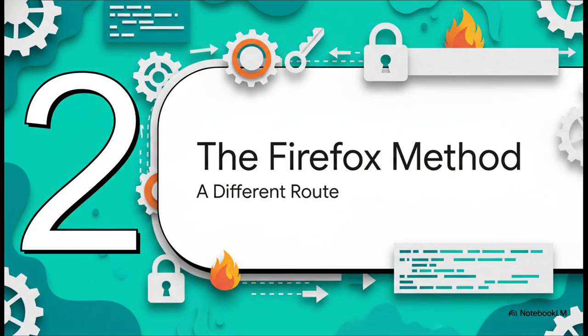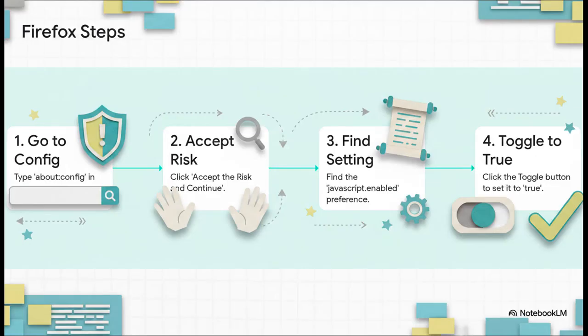Okay, so while the Chrome family takes the main road, Firefox likes to take the scenic route. It takes you to a more under-the-hood kind of settings panel, but don't let it intimidate you. The process is just as straightforward once you know the secret command to get there. So instead of clicking through a bunch of menus, you're going to type a command right into the address bar, where you'd normally type a website.